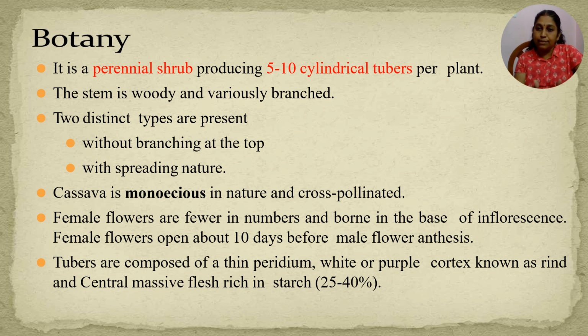It will be spatially differentiated, right? Not in the same place. The unisexual flowers will be at the base as well as at the top, so it will be spatially differentiated. It is a cross-pollinated crop. The female flowers are very few in number, and the female flowers will be borne at the base of the inflorescence, and male flowers are borne in the topmost part of the inflorescence.